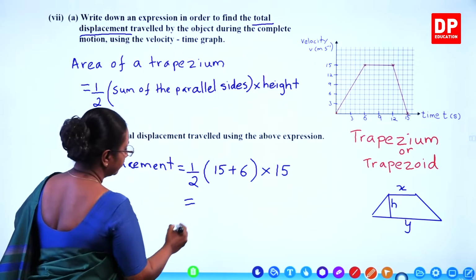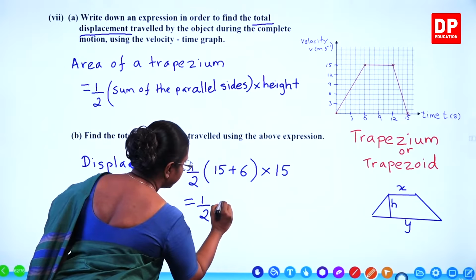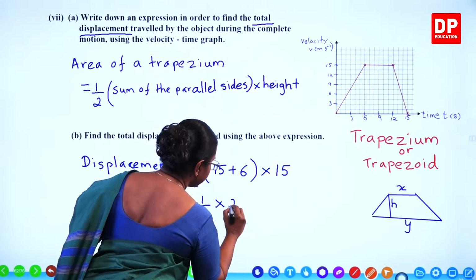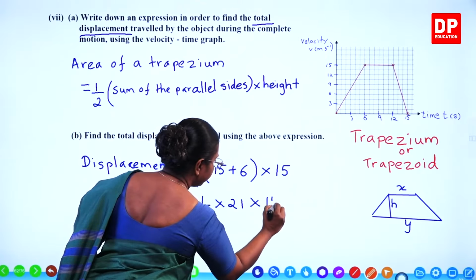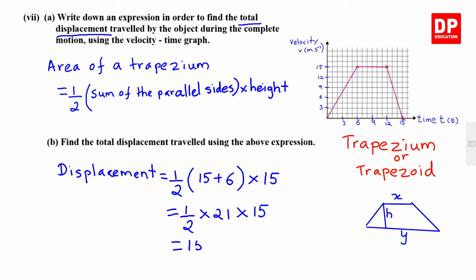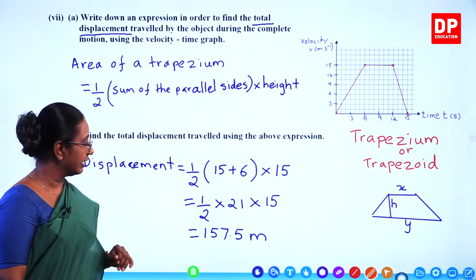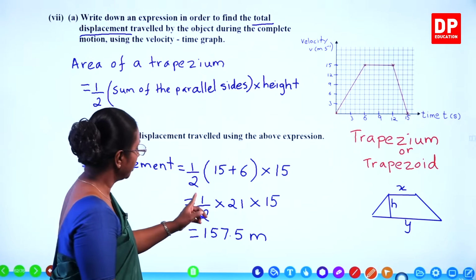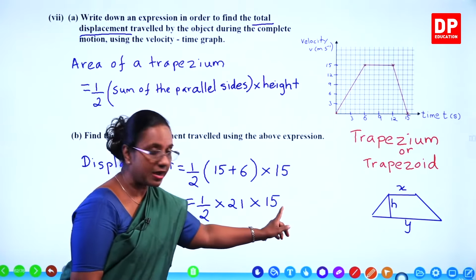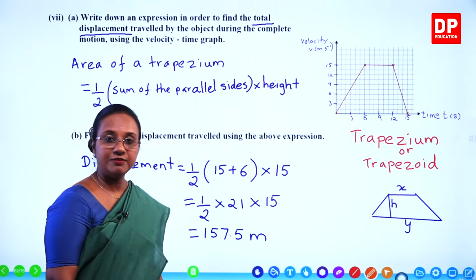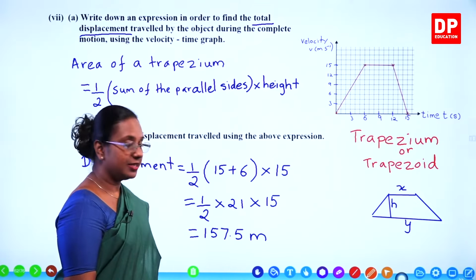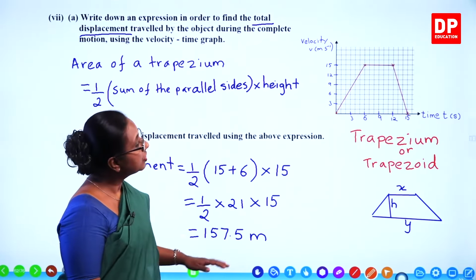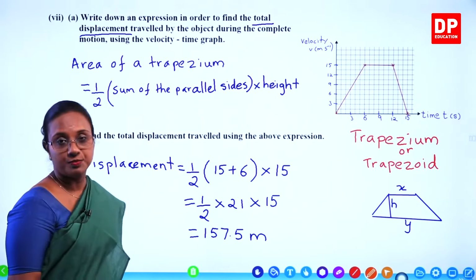So, when I do the calculation, half into 15 plus 6, 21 into 15, we get the value as 157.5 meters. Children, here of course you cannot simplify this equation. You will have to multiply 21 by 15 and then divide it by 2 to end up with this value. That is the total displacement of this object.